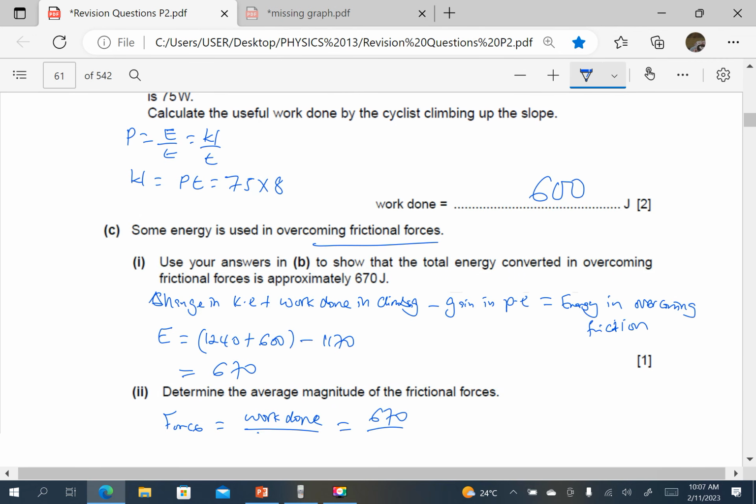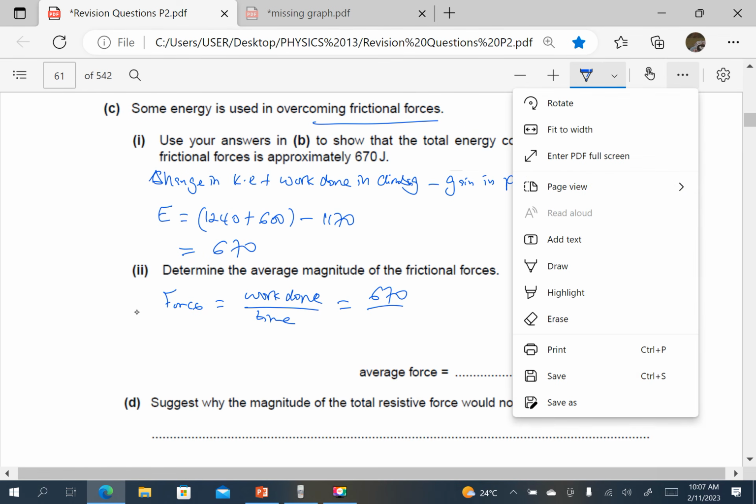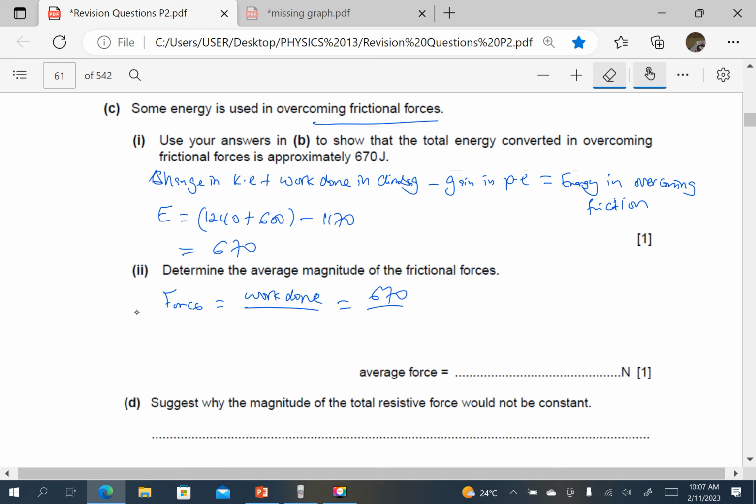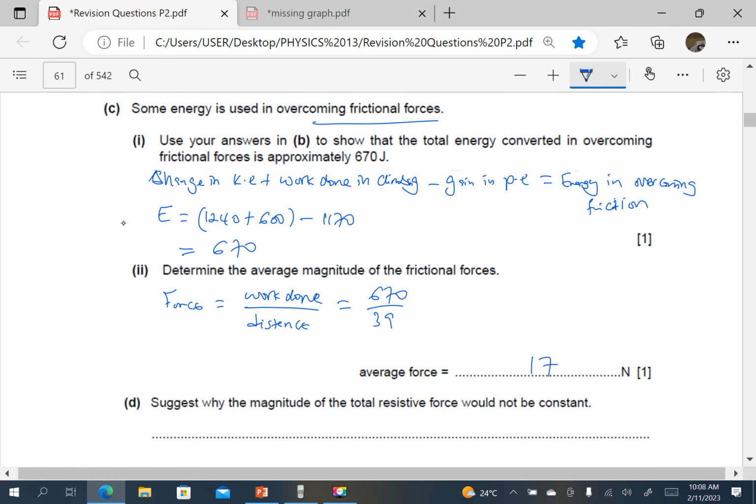It's not time taken, it is distance. Work done over distance, not time taken, because work done is force times distance. Then the frictional force will be work done over distance, and we have calculated the distance above as 39. And we can check, divide by 39, which gives us 17 newtons. So that is 17 newtons.